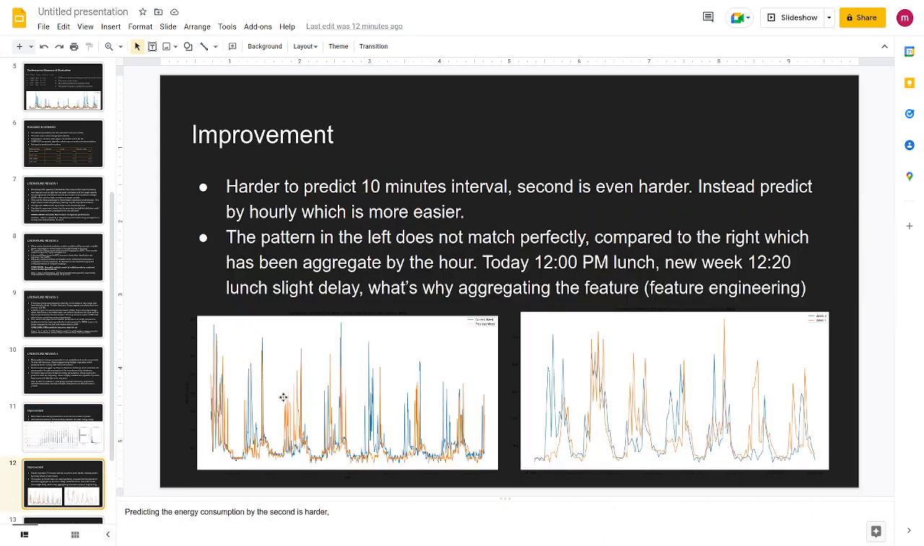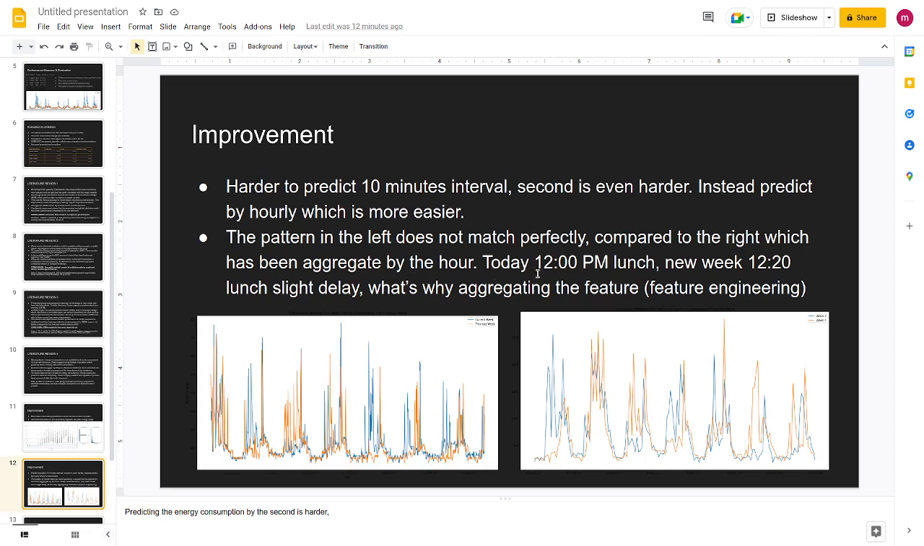Another improvement is that instead of predicting at 10-minute intervals, which is very hard, since predicting energy consumption by the second is even harder, we can predict by the hour, which is easier. The pattern on the left does not match perfectly compared to the right, which has been aggregated by the hour.